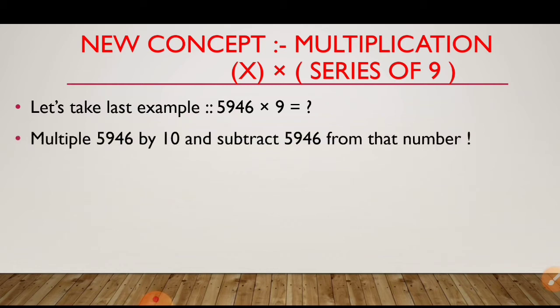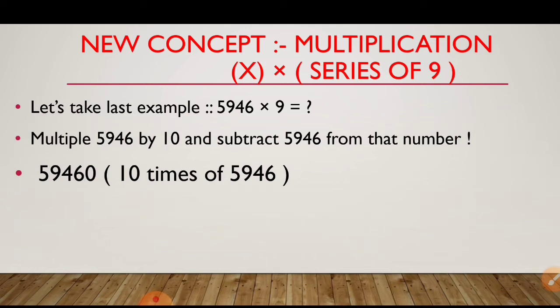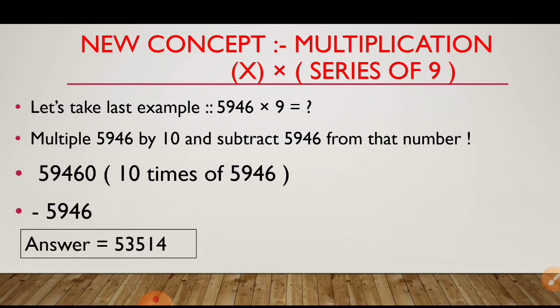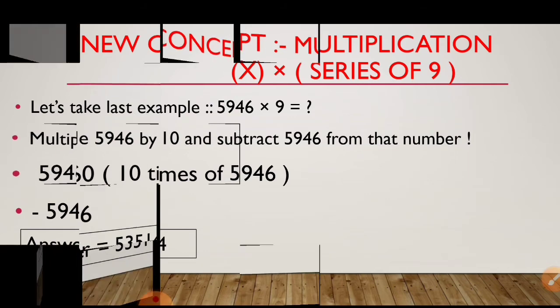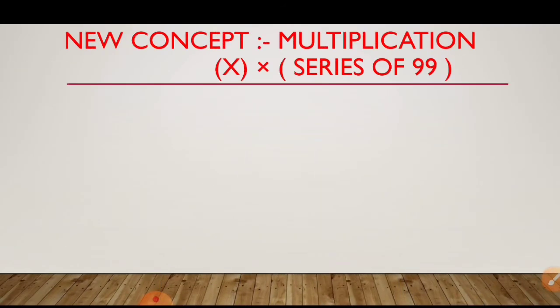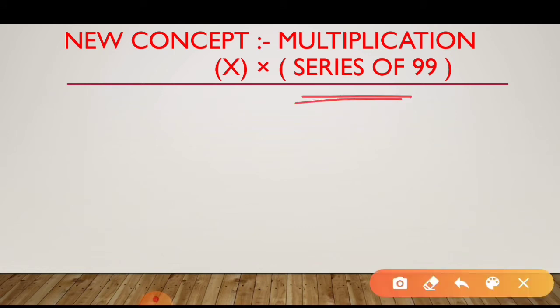Okay, 5,946 into 9. So now multiply 5,946 into 10 and subtract 5,946 from that number. So our answer is 59,460 subtract 5,946. Okay, so our answer is 53,514. Means we can say that 5,946 into 9, our answer comes 53,514.